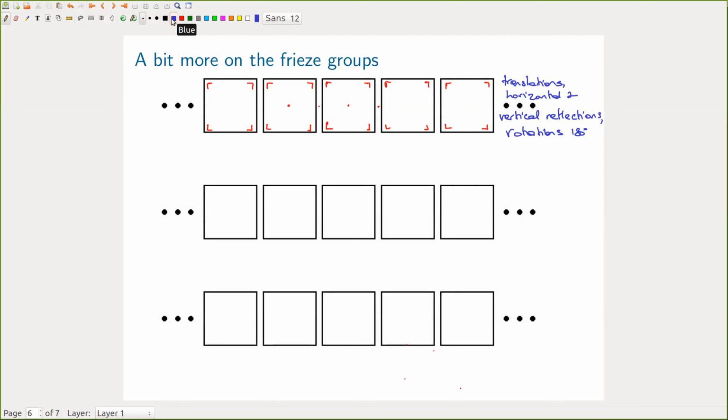The next example was one which had vertical reflections and 180-degree rotations only. And this is an example of a system of symmetries that's easiest to achieve when the tiles are actually not all identical but alternate in pairs.